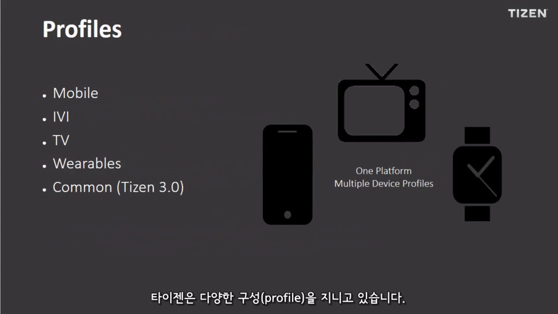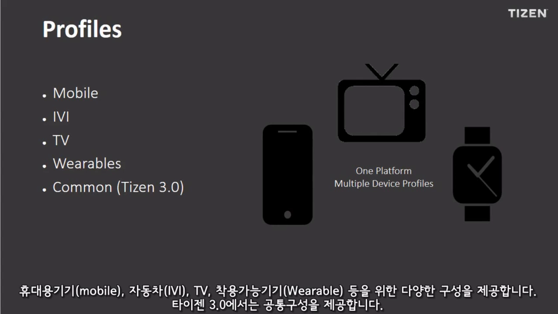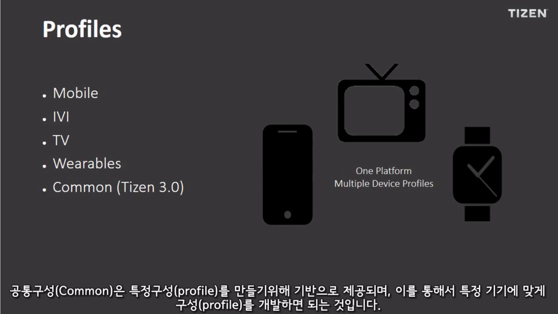Tizen supports many variations of the core operating system. Mobile is one of them, IVI for vehicles, there's TV, wearables, and as of Tizen 3, we now also have Common, which is meant to be a simple common profile from which everything else is built. That is, in and of itself, may be generically useful to people, but isn't really intended for specific products.